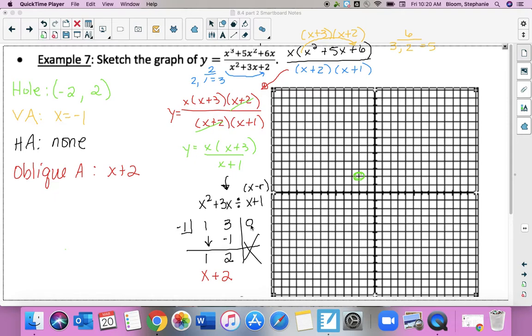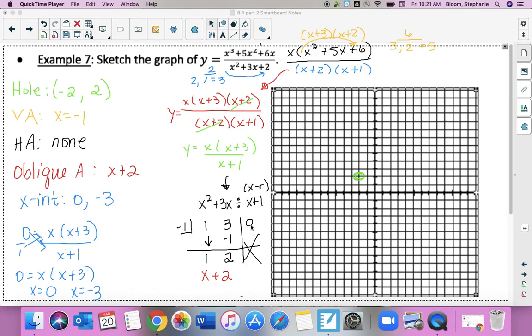Last thing to do is find those x-intercepts. So remember, for x-intercepts, you're plugging in 0 for y into your simplified form. So it's this, and then I'm going to cross multiply. So 0, and this is a 1 on bottom, so 0 equals x times x plus 3. And I just separate and set equal to 0. So x equals 0, and then x would equal -3. So I have 2 x-intercepts, 0 and -3. So I'm going to go ahead and graph those. 0 and then -3. 1, 2, 3.